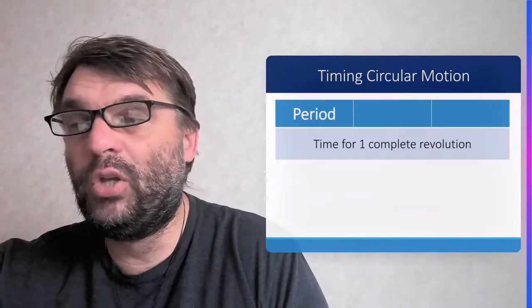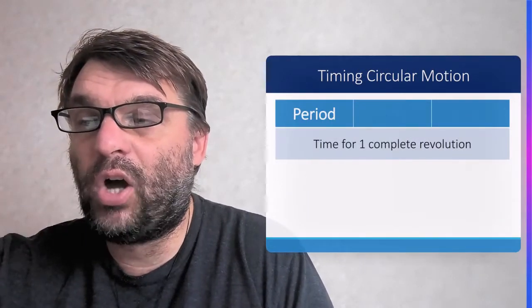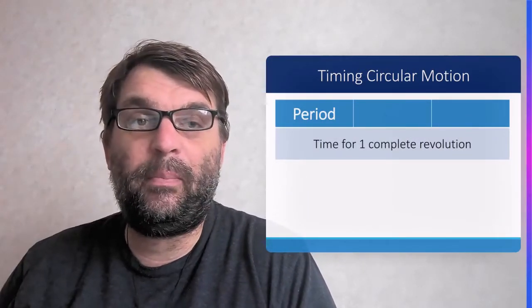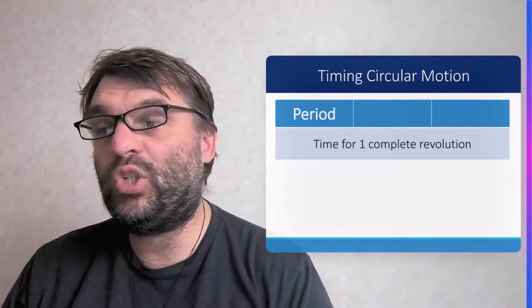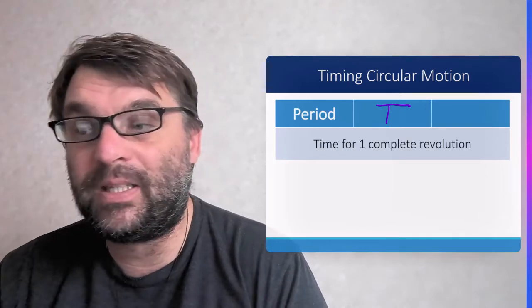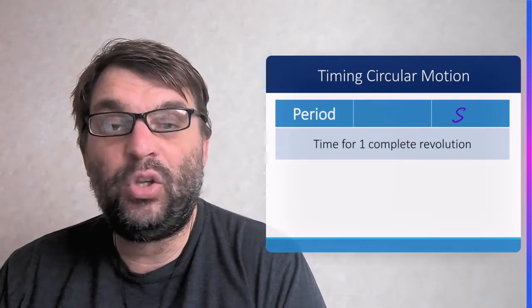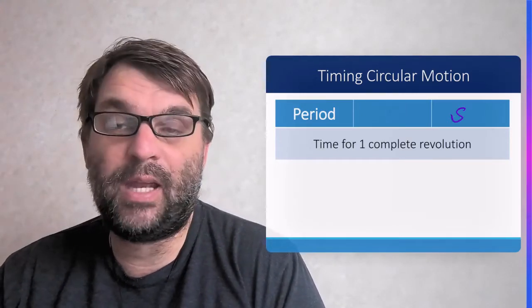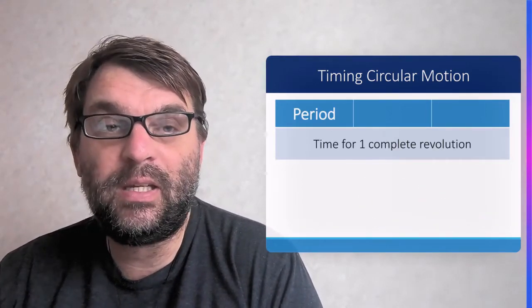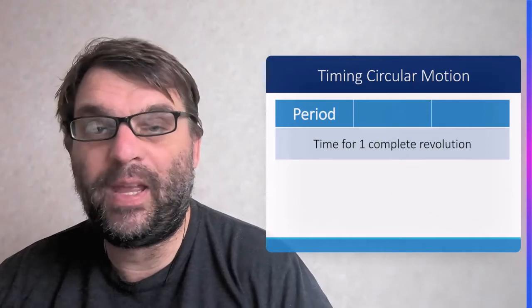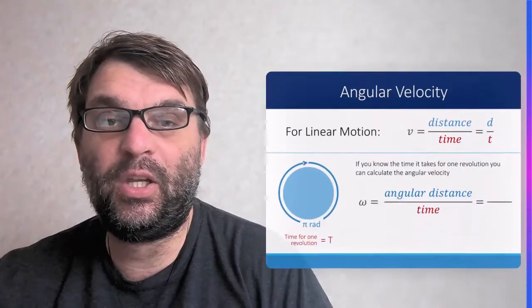In terms of the timing of circular motion, we use the term period, which has the symbol capital T and the units of seconds. A period is the time for one complete revolution of an object undergoing circular motion.